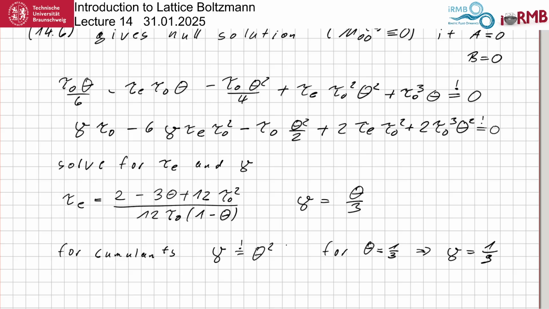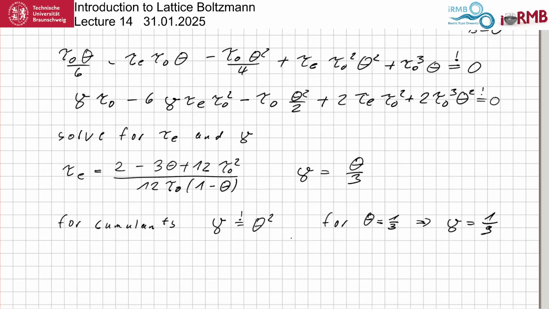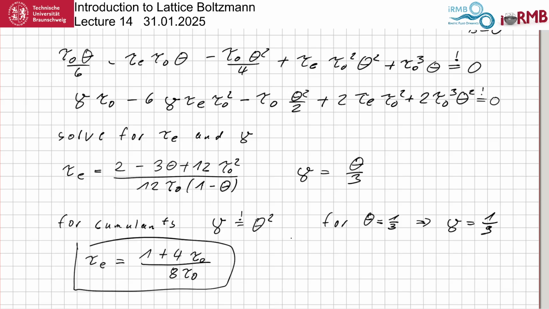So, if you enter this, then you would have tau e is (1 plus 4 tau odd) divided by 8 tau odd. Okay, so now, if we did it correctly, this means that you have to plug in this equation for tau even to get a first order accurate result.